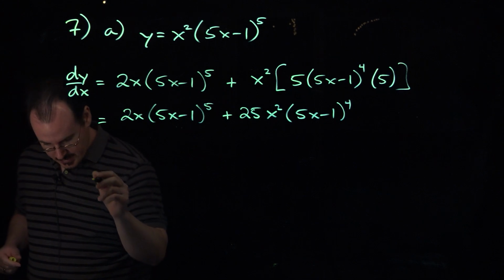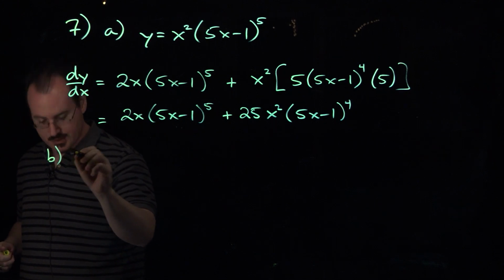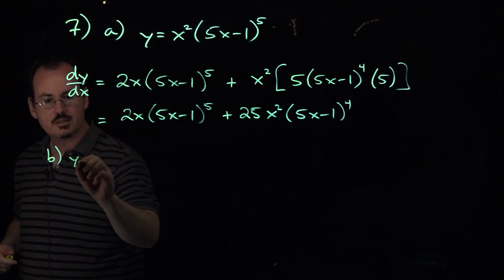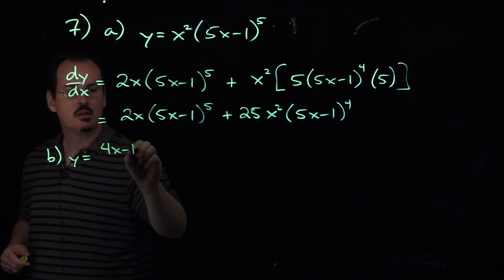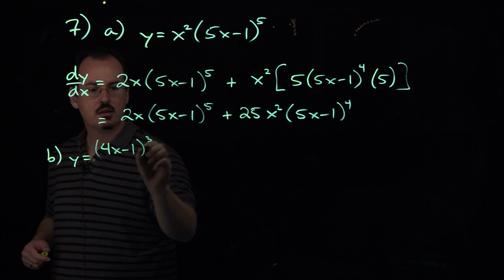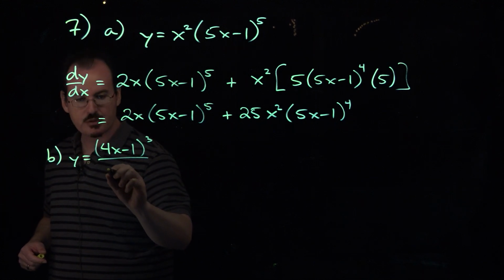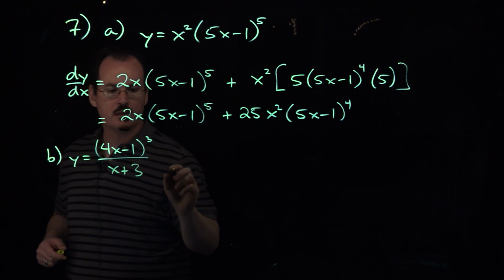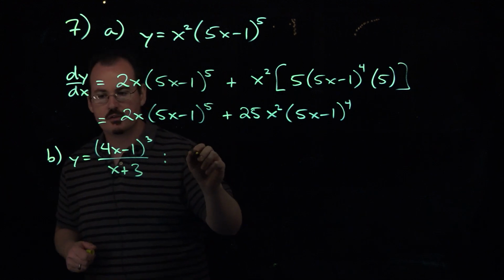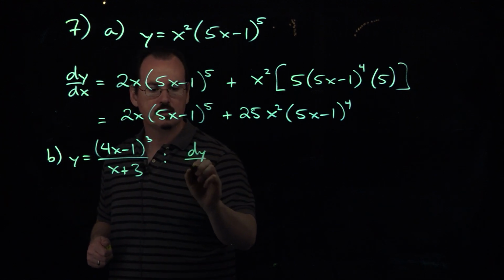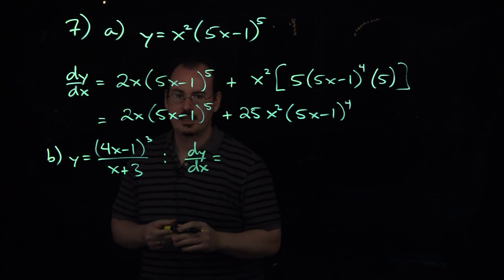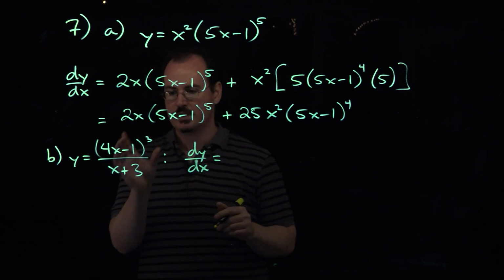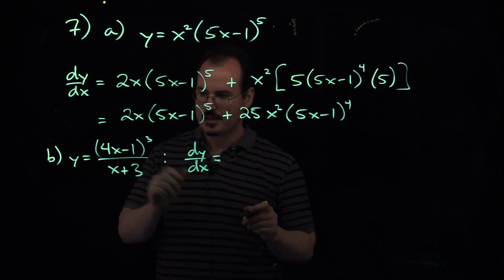So the function in part B is y is equal to (4x minus 1) to the third divided by x plus 3. Okay, so then the derivative of this is going to require both the quotient rule and the chain rule. So the quotient rule, remember, says low d high minus high d low.